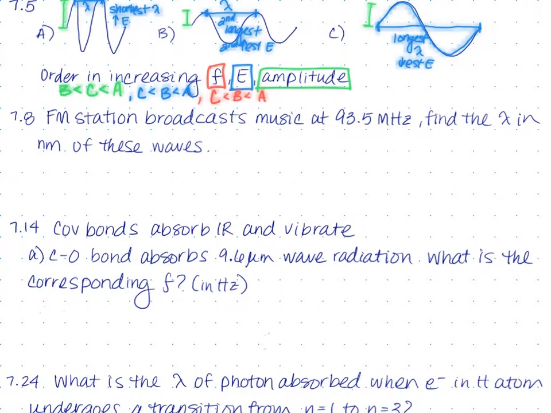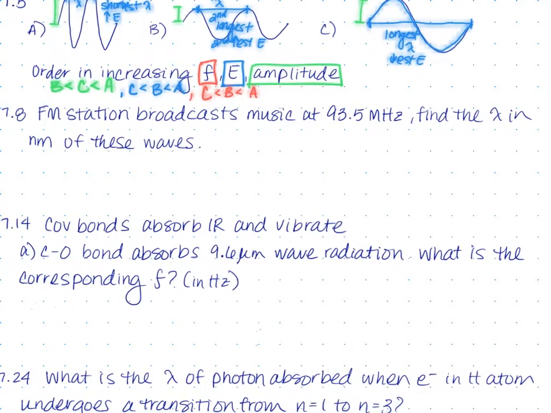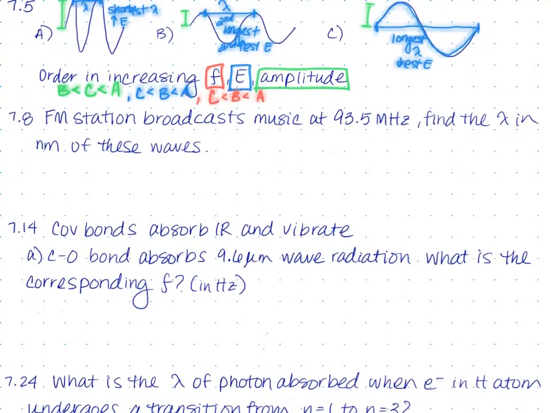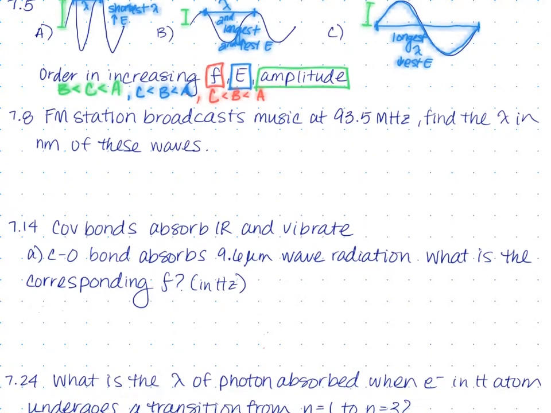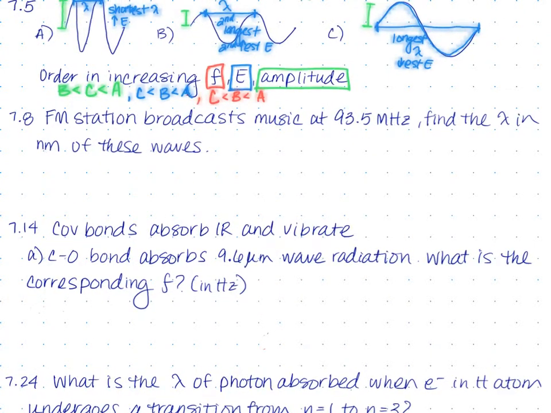Okay, this next one is 7.8. It says FM station broadcast music at 93.5 megahertz. Find the wavelength in nanometers of these waves.